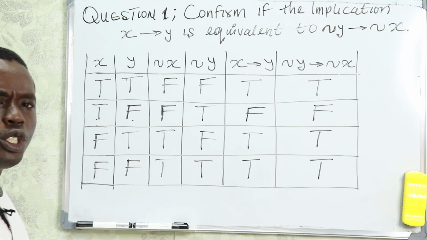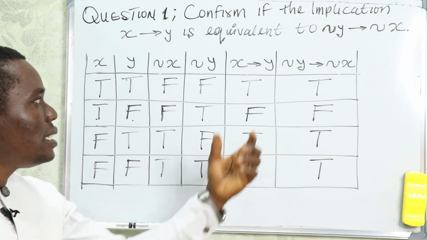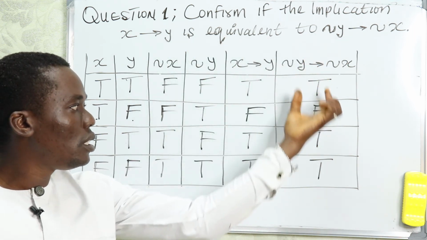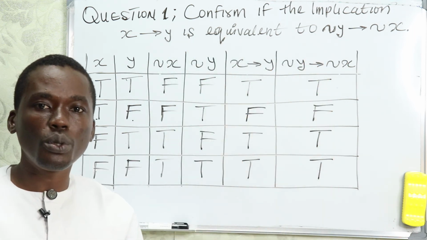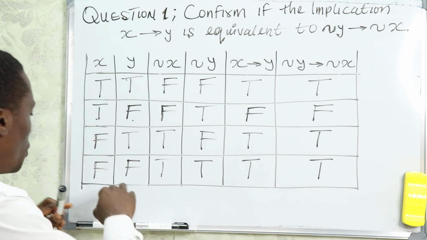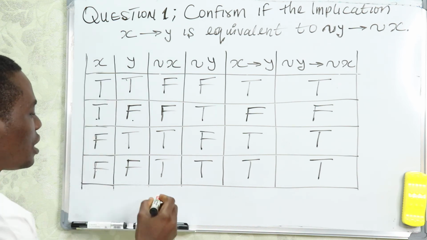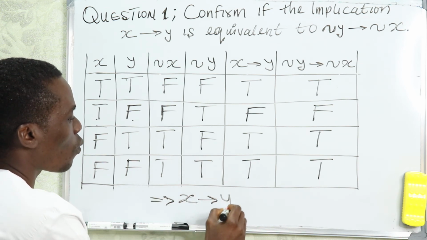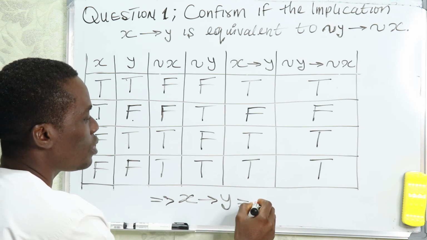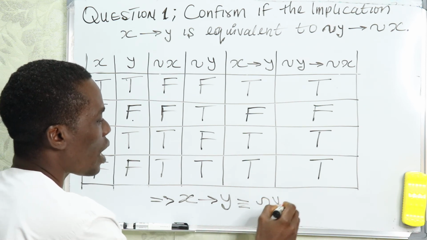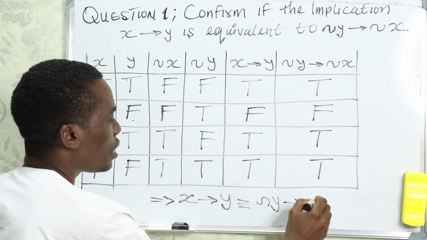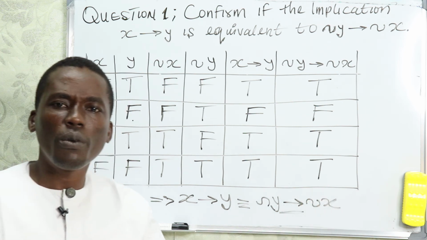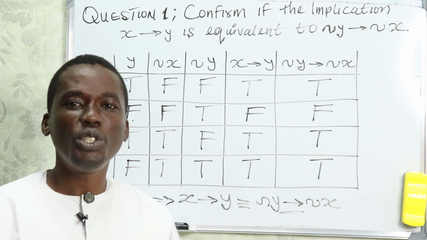Now, do you notice something? By this we have now confirmed that this is equivalent to this, because they have the same truth values. So in conclusion, we can now say that X conditional Y is equivalent to the negation of Y conditional the negation of X. That is it. So you see, now we finally confirmed this using the truth table.